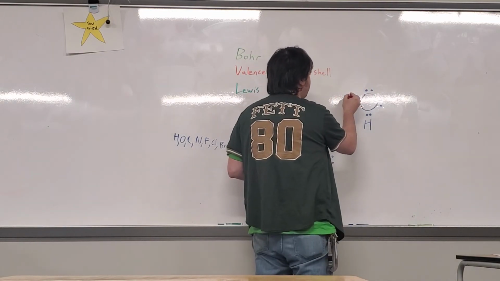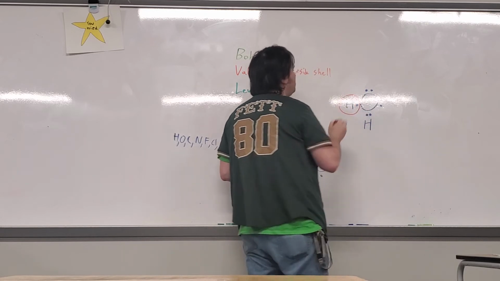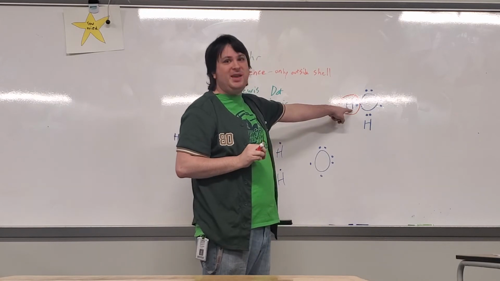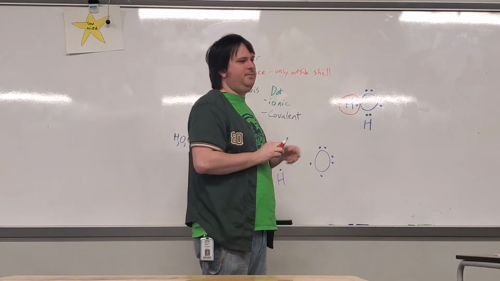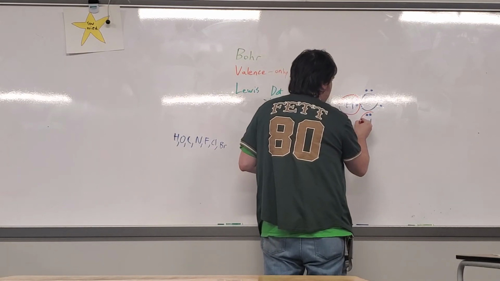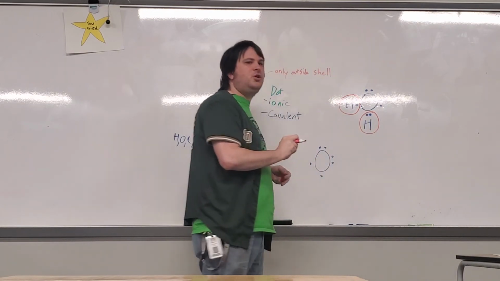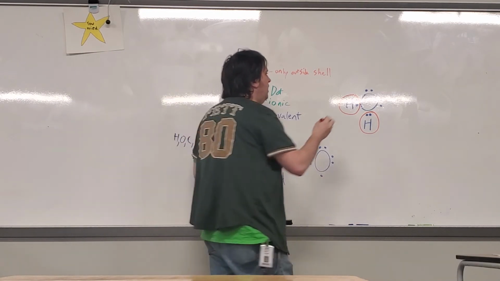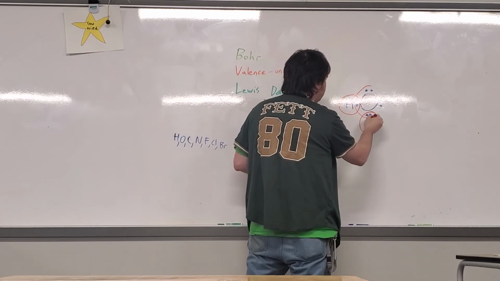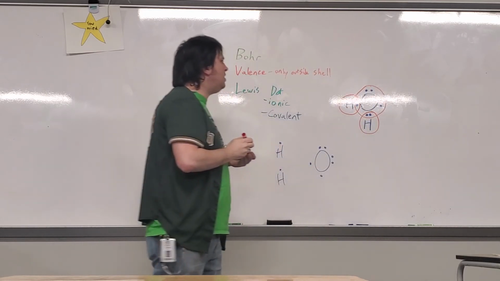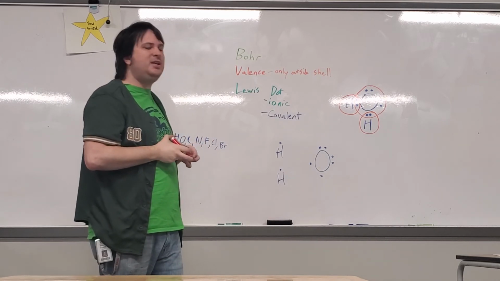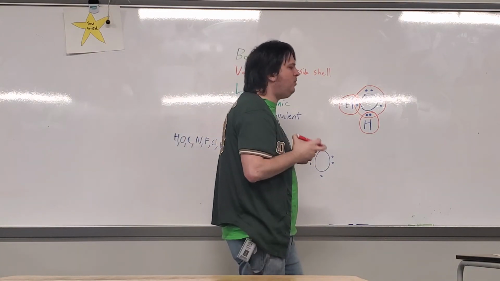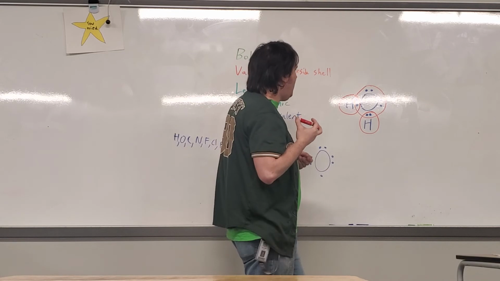So looking at the hydrogen, we circle all the electrons that are touching it. It has made it to 2, so hydrogen is happy. This hydrogen also has made it to 2, so it is also happy. And we look at the oxygen. The oxygen circle has made it to 8 electrons. So it is also happy.